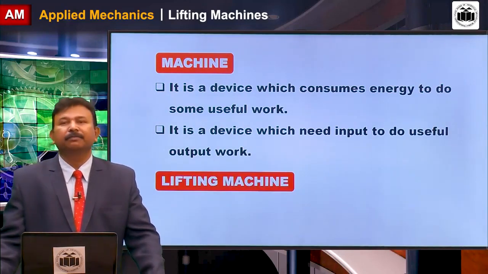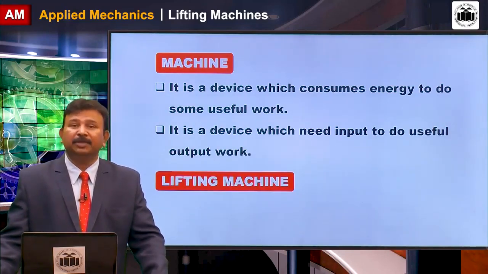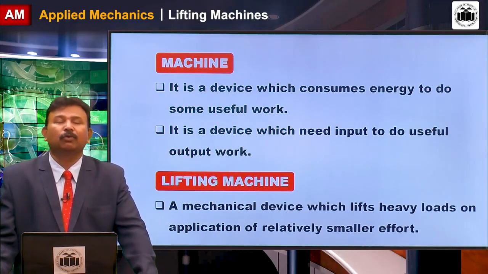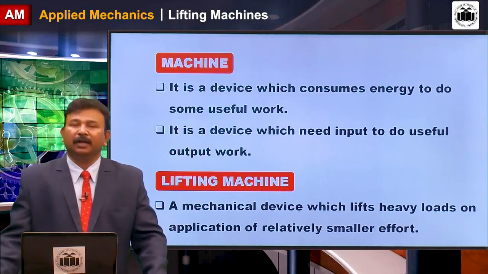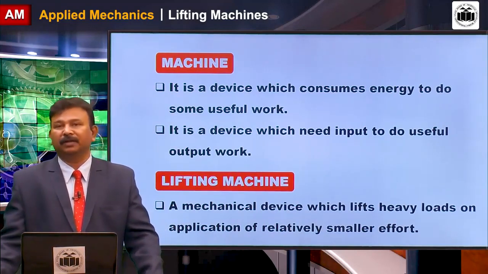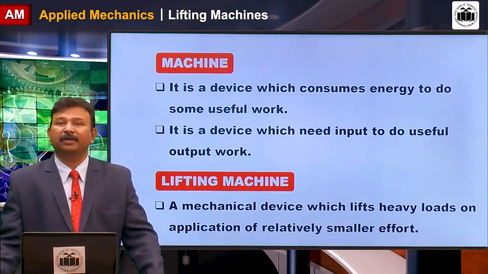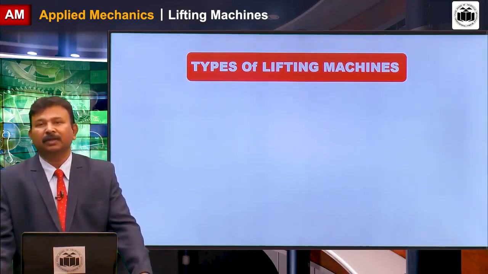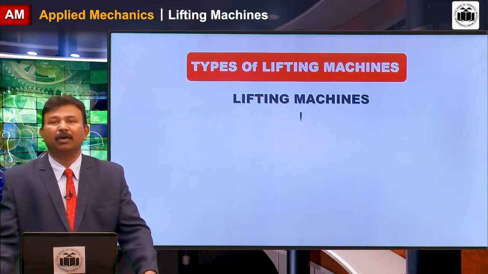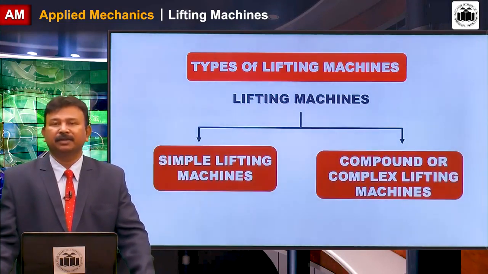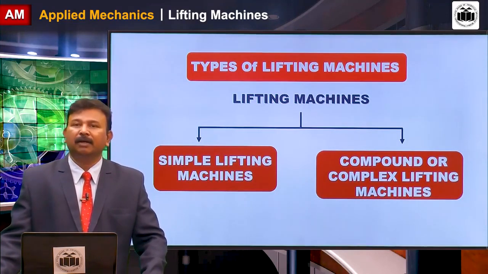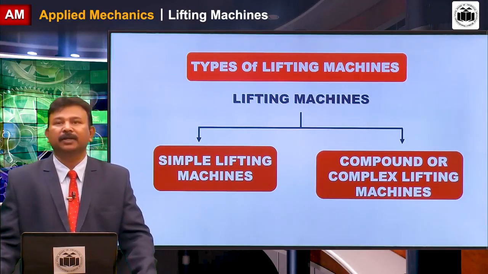Lifting machine. Now a lifting machine is a type of machine, a mechanical device which lifts heavy loads on application of relatively smaller effort. Types of lifting machines. Lifting machines are broadly classified as simple lifting machines and compound or complex lifting machines.